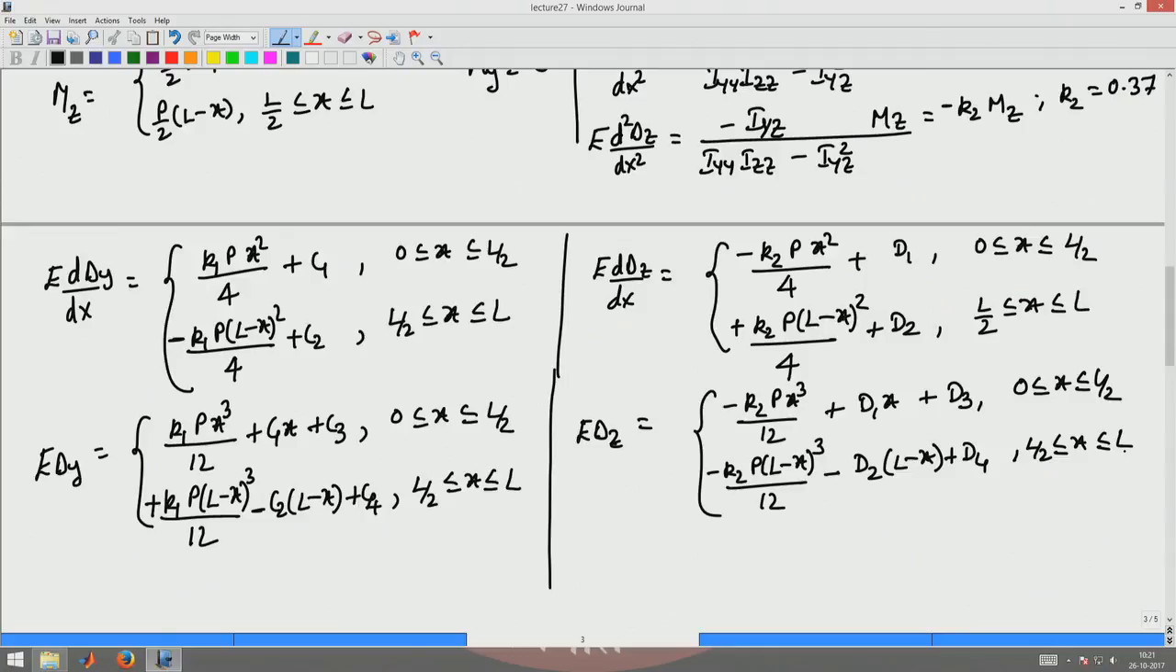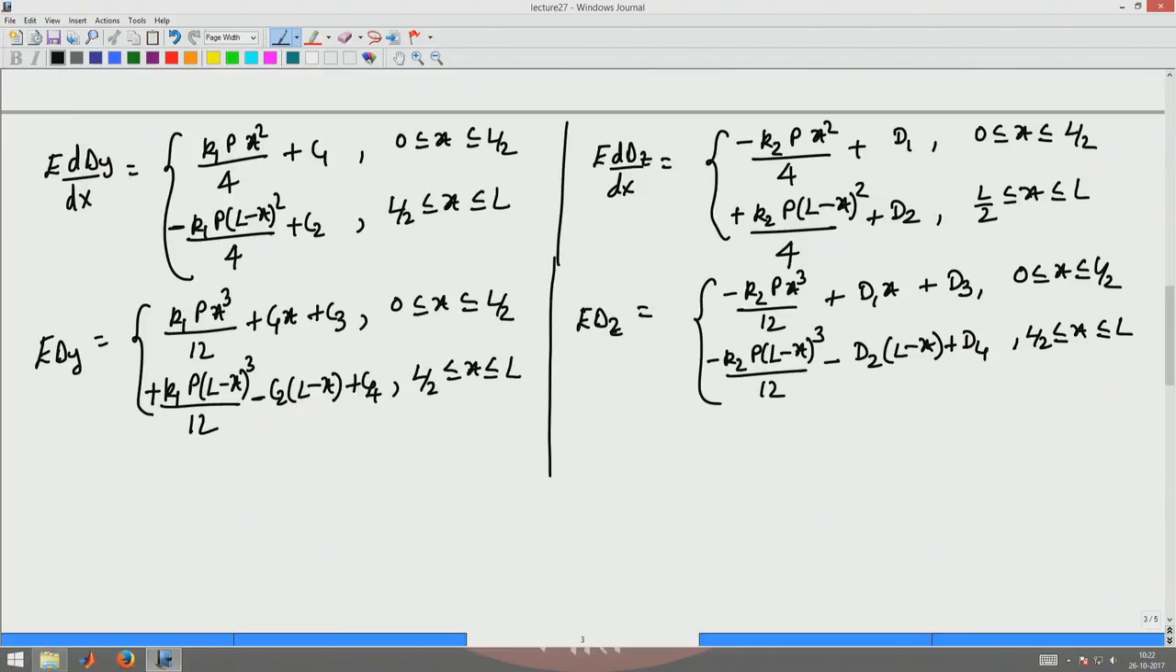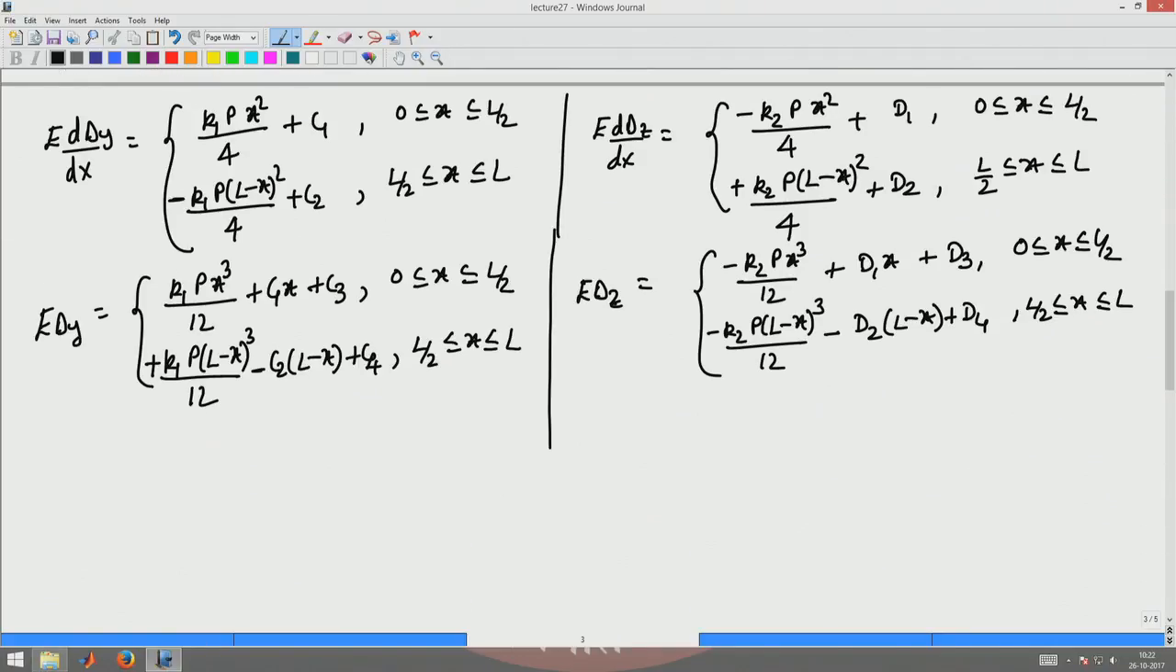Okay, next I have to find the constants c1 to c4 and d1 to d4, for which I apply the boundary conditions. Simply supported boundary condition means delta y at x equal to 0 and at x equal to L has to be 0. Same thing in the z direction, I do not allow displacement in y or z, so delta z at x equal to 0 and x equal to L has to be 0. Here I am assuming it is simply supported in both y and z directions, but it is not always necessary.